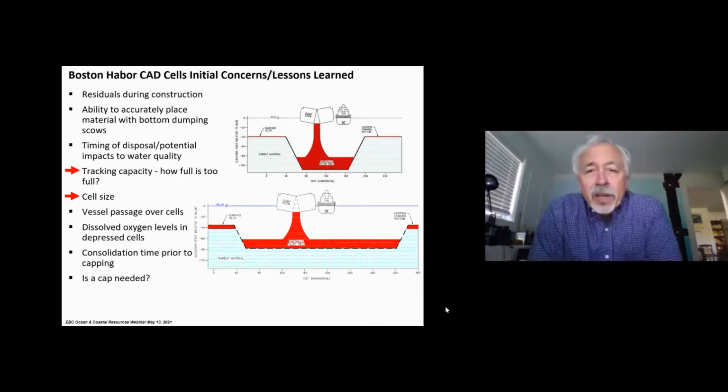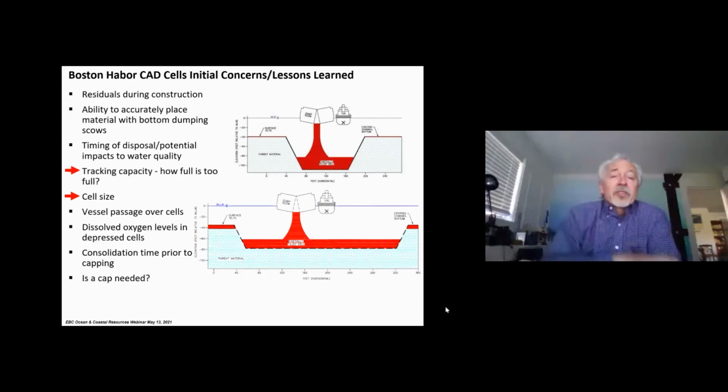There really was only one instance, one of the smaller starter cells, where it appeared that as it was nearing capacity, some material that was released created maybe an internal wave which splashed out essentially over the sides of the cell and had to be cleaned up. But that was really the only issue associated with the disposal itself.